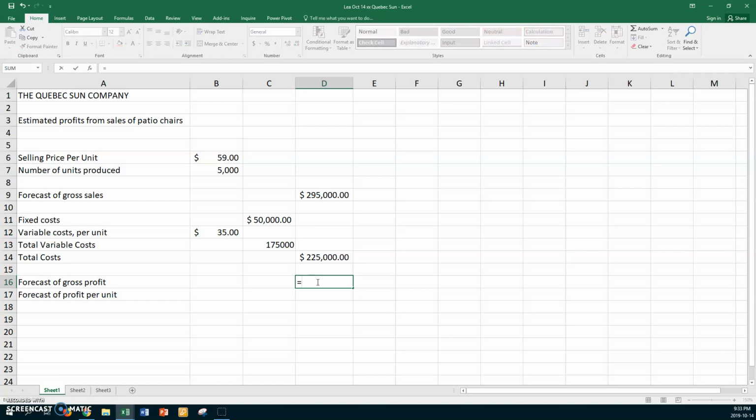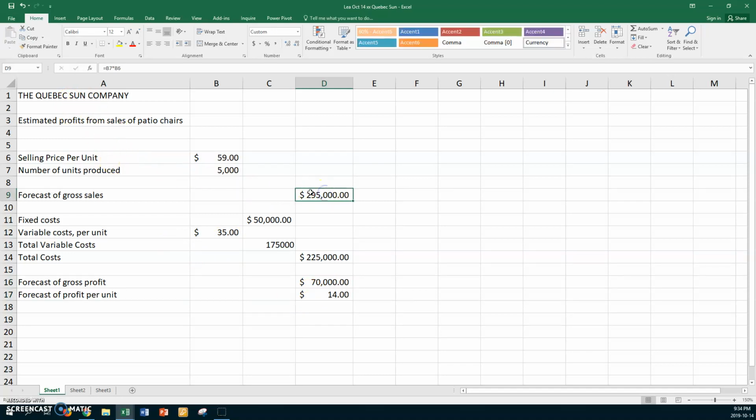So then I'm going to take my selling price, my sales, minus my total costs, which gives me my gross profit of $70,000. So how much is my profit per unit? Well, then I would have to take my gross profit divided by the number of units, and I would get $14 per unit. So that's how much it'll cost to produce that. So that's pretty straightforward, I think.